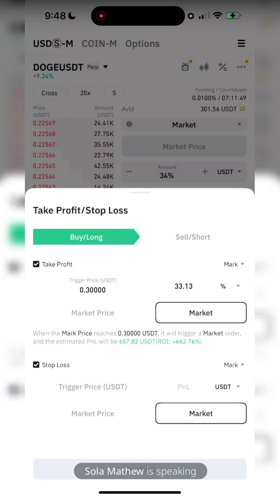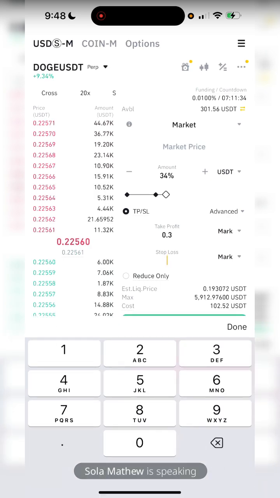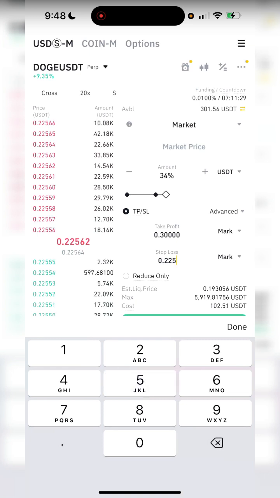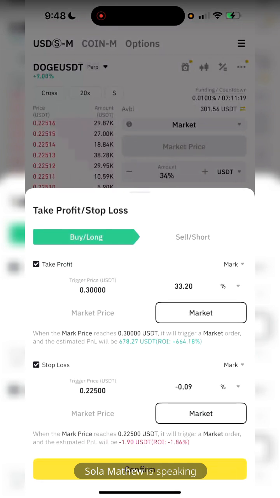I want to say my stop loss is, what is the market price at the moment? What is the market price? For this particular thing, the market price is 0.22559. So I can just go to stop loss. Okay, let me first put it here. 0.2250. So I can go and edit it on the advanced. That means I'll be losing $1.90 USDT if I enter this trade and I lose.